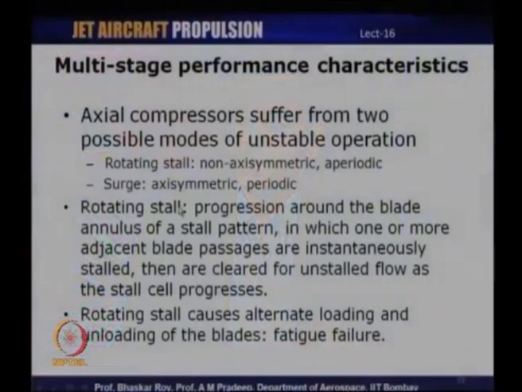So, rotating stall basically involves progression around the blade annulus of a stall pattern, that is, the stall pattern progressively moves around the annulus of an axial compressor, wherein either one or more adjacent blade passages are instantaneously stalled, and then the stalled cell continuously moves or progresses around the annulus of the compressor. This means that rotating stall can lead to alternate loading and unloading of the blade, which means that there is a possibility of fatigue failure eventually if rotating stall mode was to be present continuously.